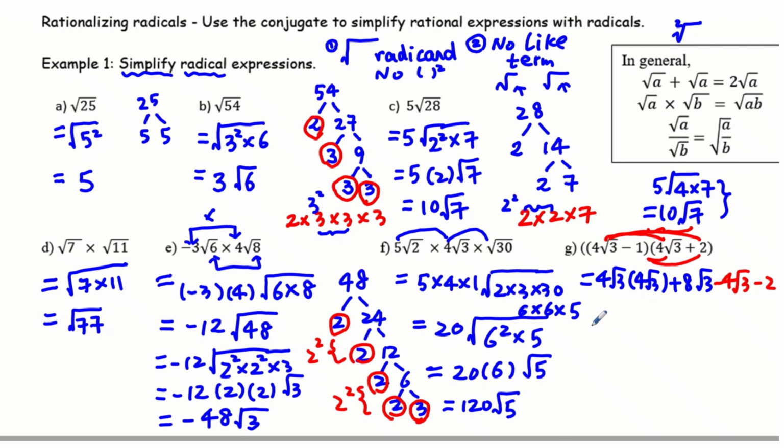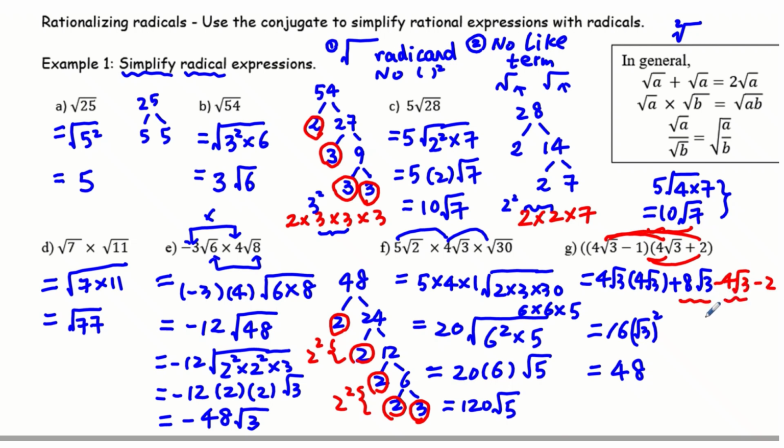Then we are going to do this one same as question E. The number at front times the radicands times. So 4 times 4 give you 16. Square root 3 times square root 3 give you squared. Cancel out, you have 16 times 3. Give you 48. Then we have the same radicand, same radical sign, so they are like terms.